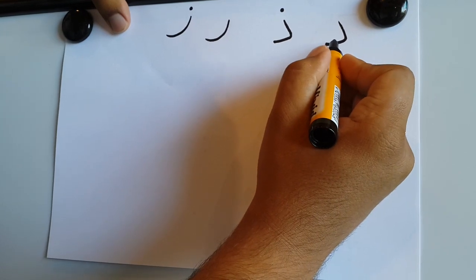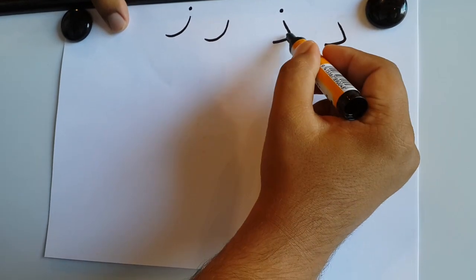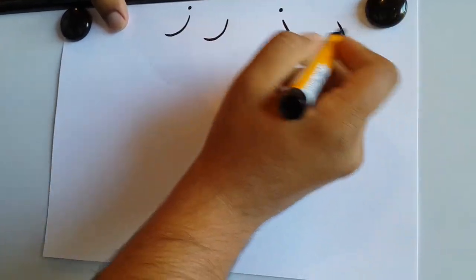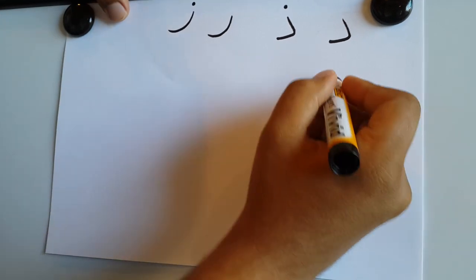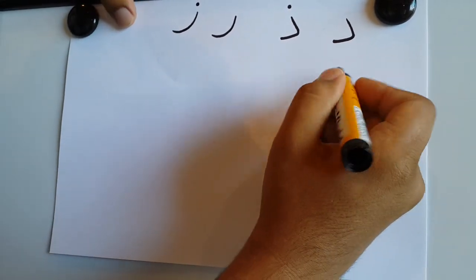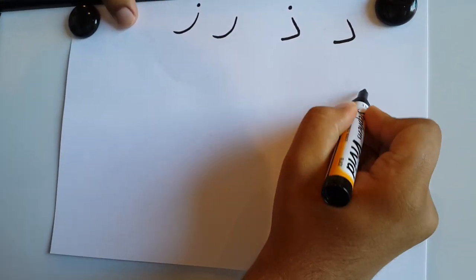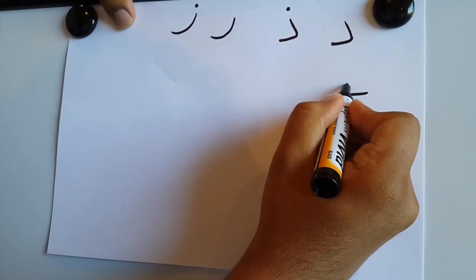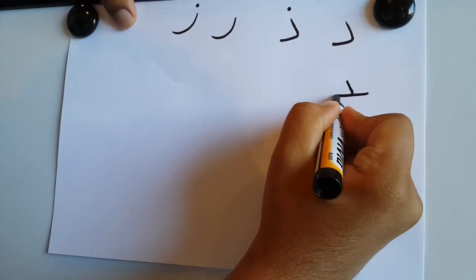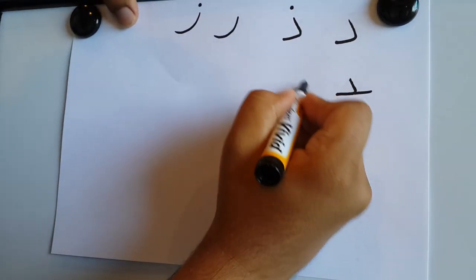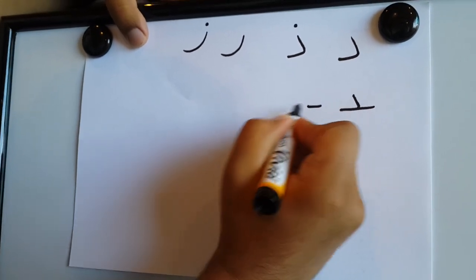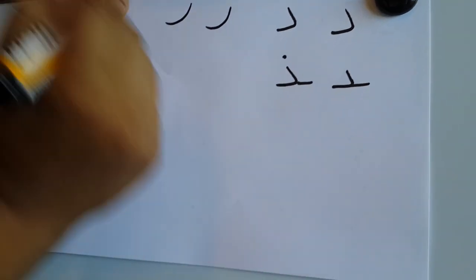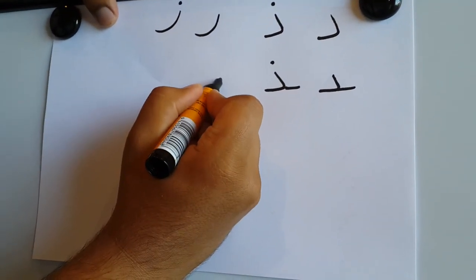So as you may notice, the Dal and Dal, Ra and Zay, the initial and the isolated position is similar, so as it is. Now there is no medial position, and the final position for Dal, we start with a little line here, and then we write the initial Dal. Dal, and the same here for Dal, and for Ra and Zay, the same.